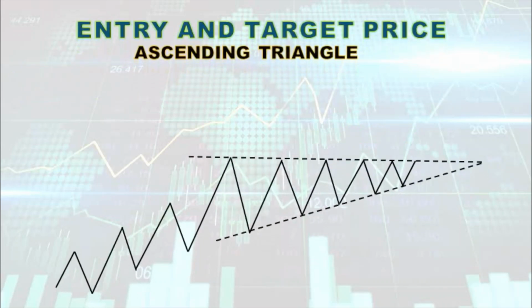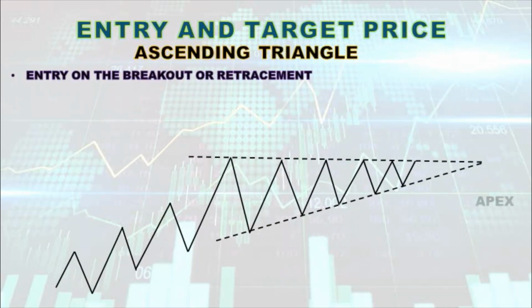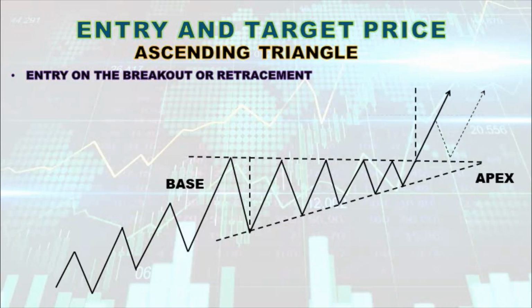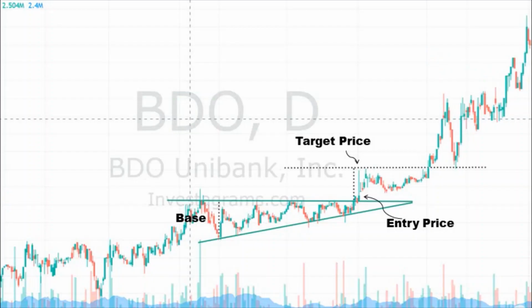The best entry is the breakout on the horizontal trend line with an increase of volume. Or if you miss the breakout, retracement is another chance to enter. The easiest way to determine a minimum target price is to project the vertical line at the start of the triangle and connect it on the breakout point. This is an example of the ascending triangle with an entry and target price.